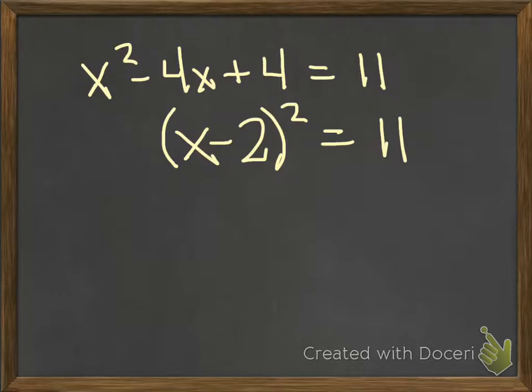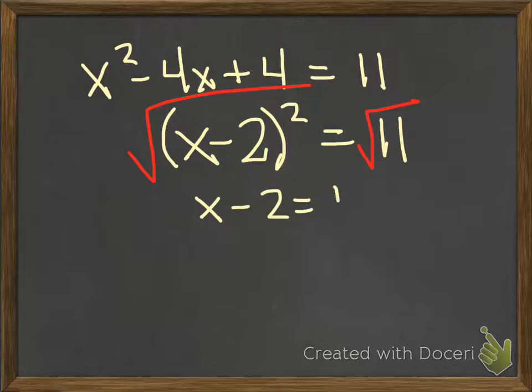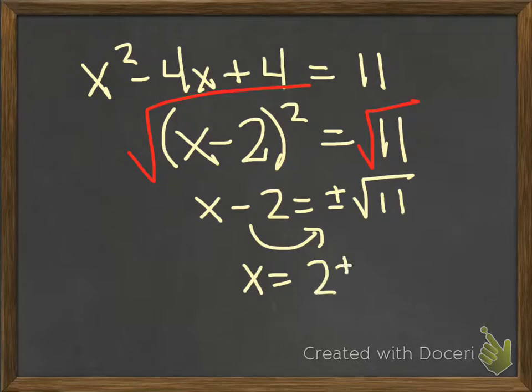Now it becomes like yesterday. You're going to take the square root of both sides, which is just regular x minus 2 equals plus or minus the square root of 11. You're going to bring the negative 2 to the other side. x equals positive 2 plus or minus the square root of 11. You cannot simplify the square root of 11, so that's the answer.